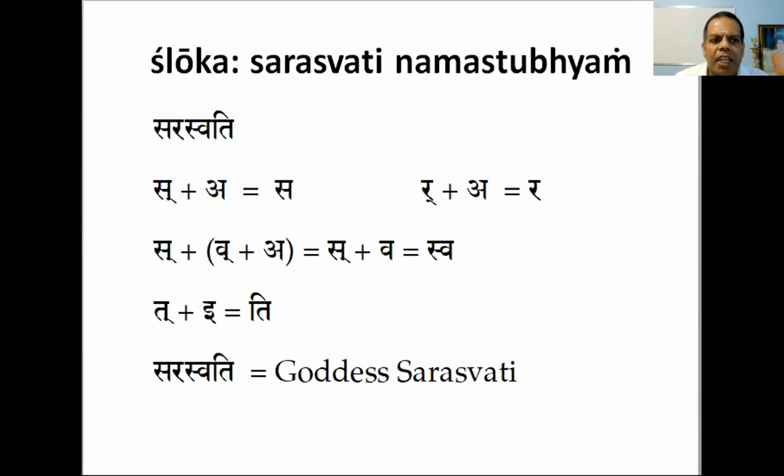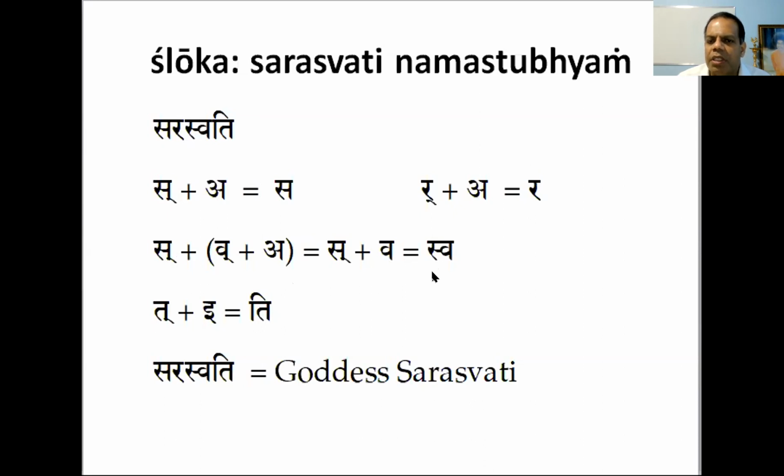So the first word is Saraswati. The first letter is Sa. This plus A is Sa. The next letter is Ra, which is Ir plus A, which is Ra. Sara. The next letter is a compound consonant. It is Sa plus Va, which gives you Swa.